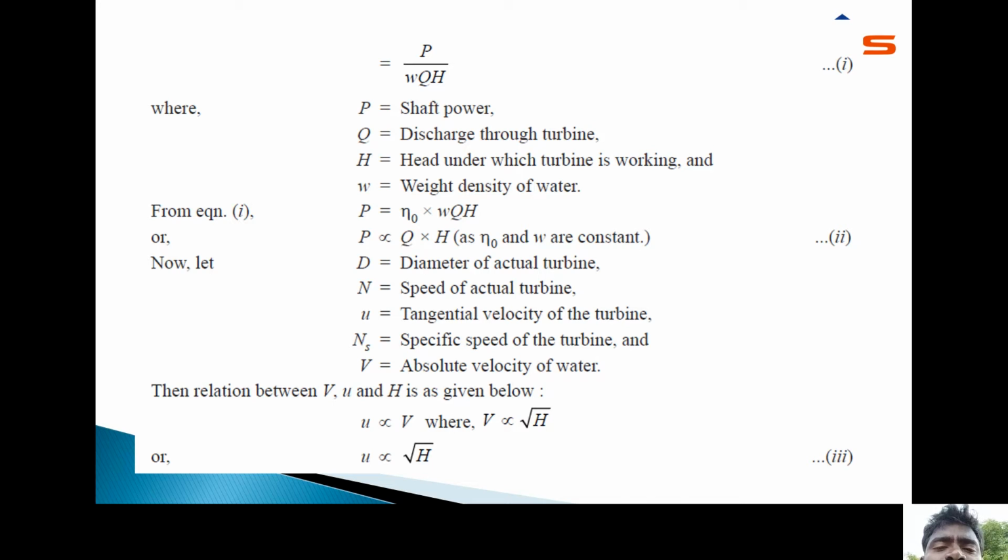P is proportional to Q into H. The efficiency and W are constants. D is the diameter of the actual turbine. N is the speed of actual turbine. U is the tangential velocity of turbine. Ns is the specific speed of the turbine. V is the absolute velocity of the turbine.